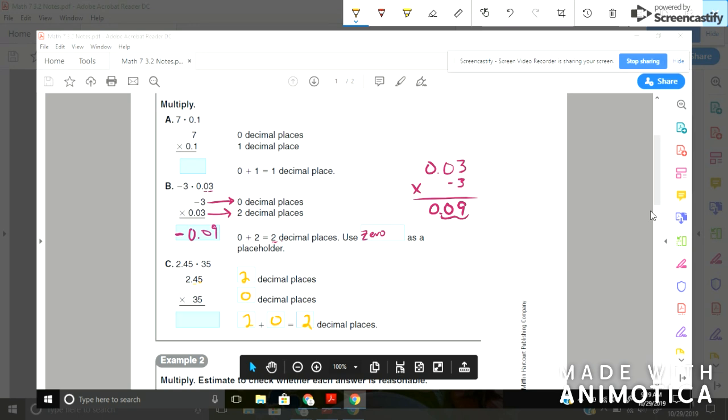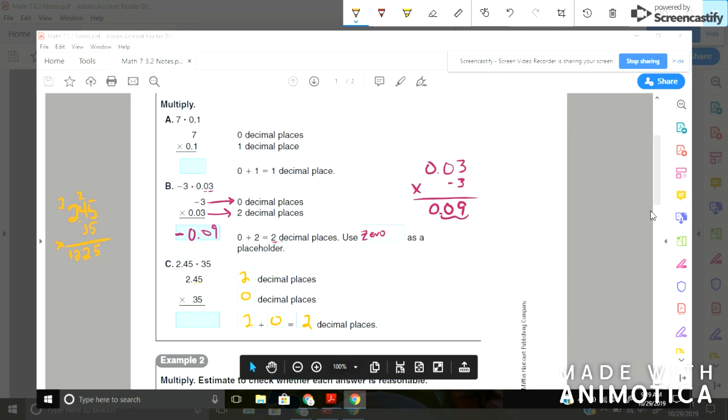Okay, multiplying these first, just like whole numbers, I'm actually going to show my work over here. 2.45 times 35. 5 times 5 is 25, carry my 2. 5 times 4 is 20, plus 2 is 22, so I'll put down my 2 and carry my 2. 5 times 2 is 10, plus 2 is 12.